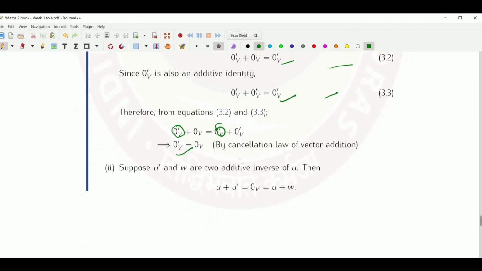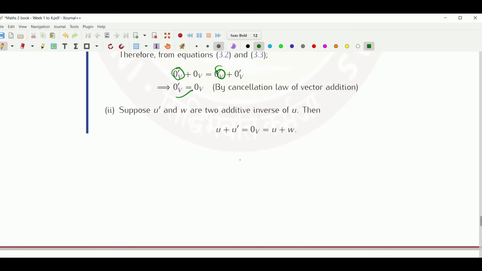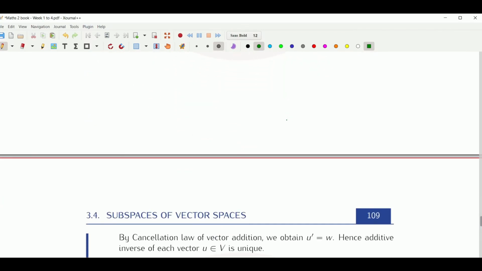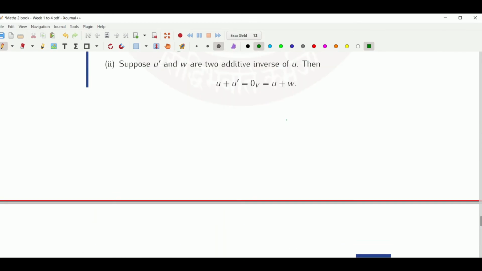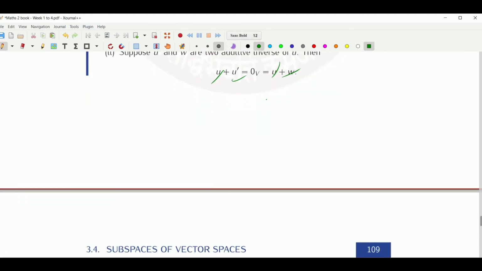Suppose u prime and w are two additive inverses of u, then u plus u prime is equal to 0 is equal to u plus w. By cancellation properties, we will cancel this u from both sides, hence it will be proved that u prime is equal to w, and thus u prime is also a unique vector.